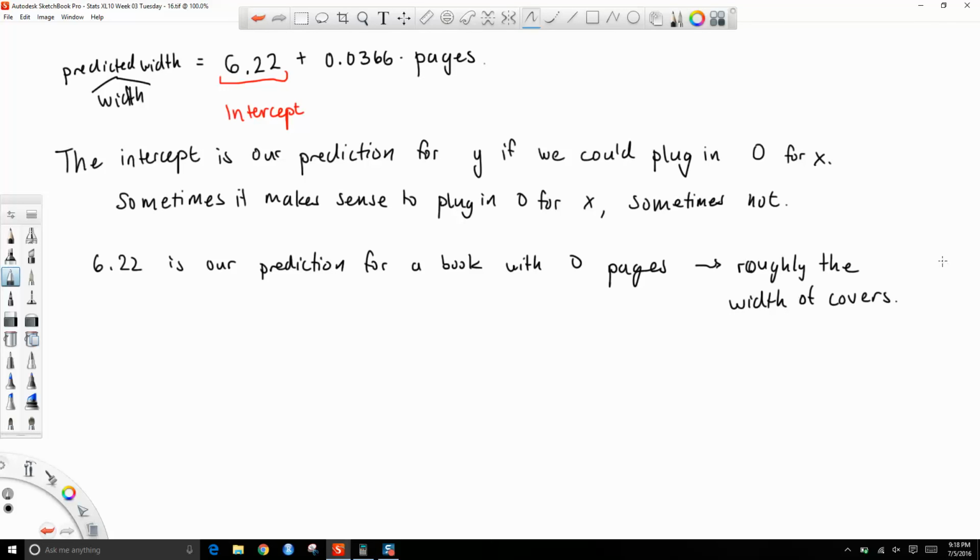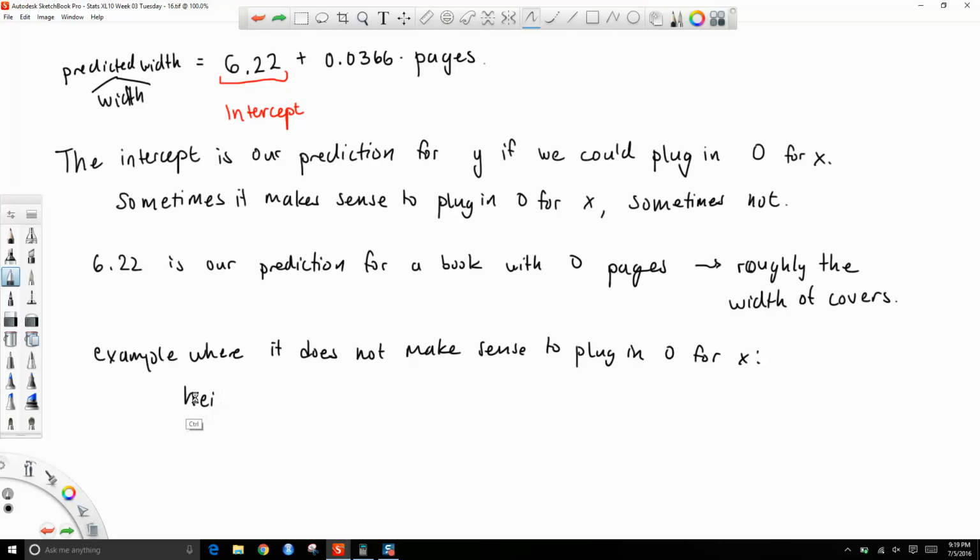Let me see if there's an example I can find. Where, I don't know, maybe we want to predict someone's weight based on their height. Okay, so an example where it does not make sense to plug in 0. So maybe we have, you know, we'll say weight. It is interesting how weight is spelled just like height, but they definitely make different noises, right? Or different vowel sounds. Okay, so, you know, we're trying to predict weight based on height.